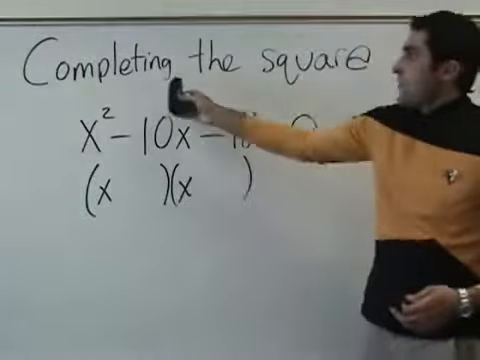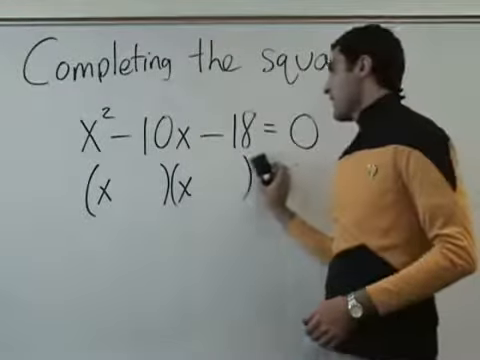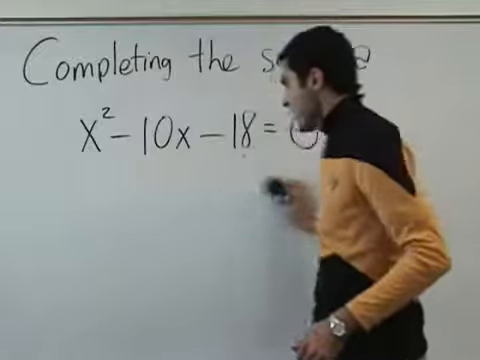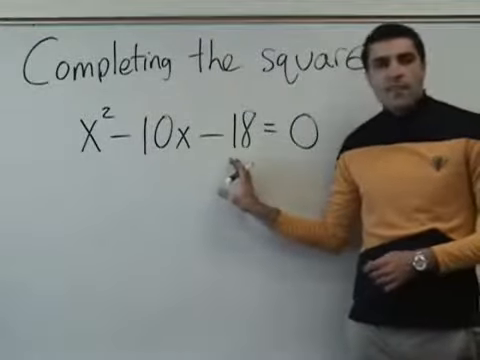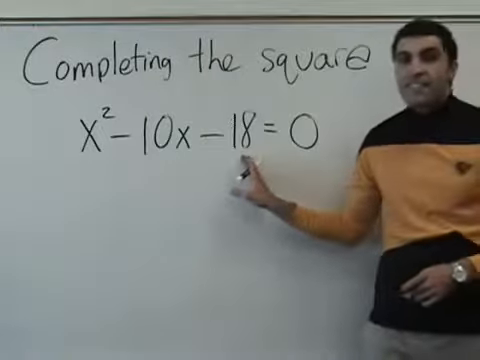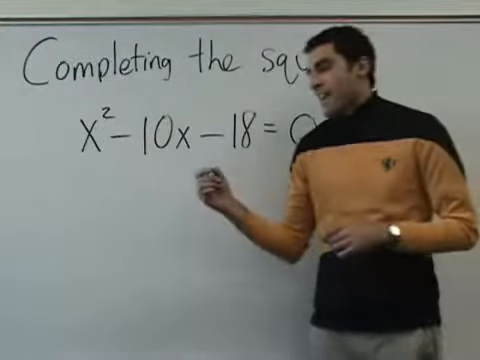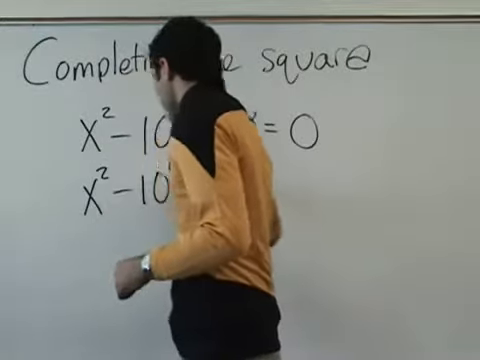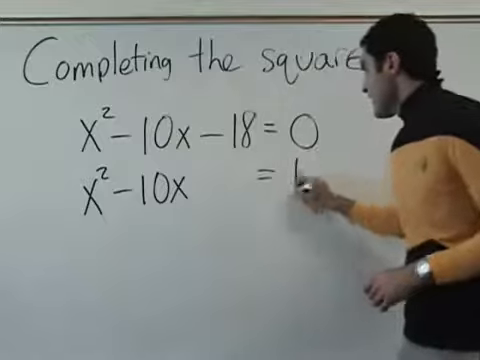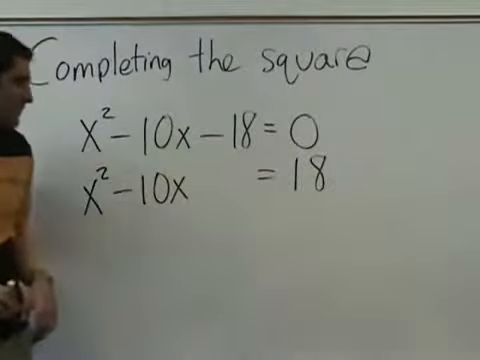So we have to have a new way to solve this. And the method is called completing the square. Here's how it works. First of all, this number needs to be moved to the other side. The last number, the C, if you will. You add 18 to both sides. X squared minus 10x equals 18. We added 18 to both sides.